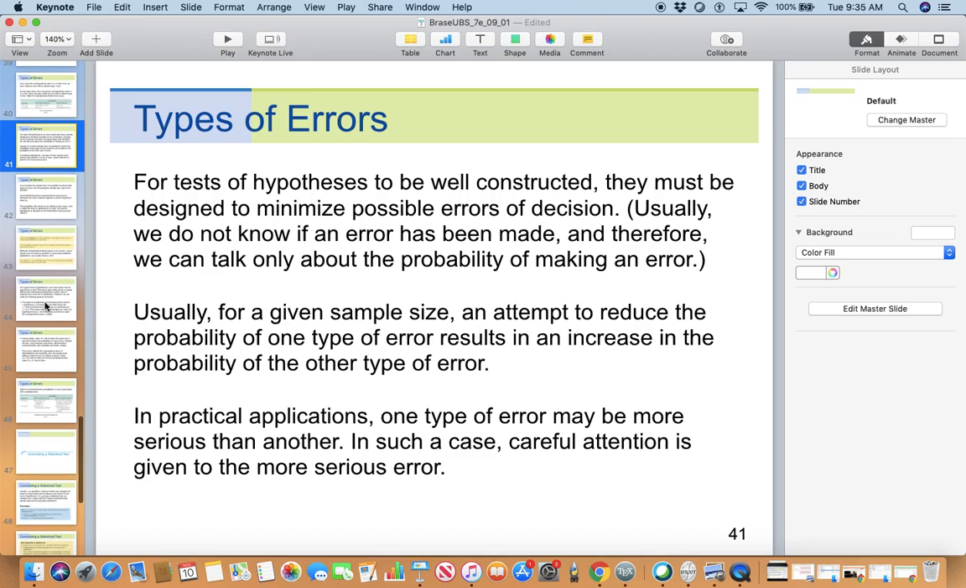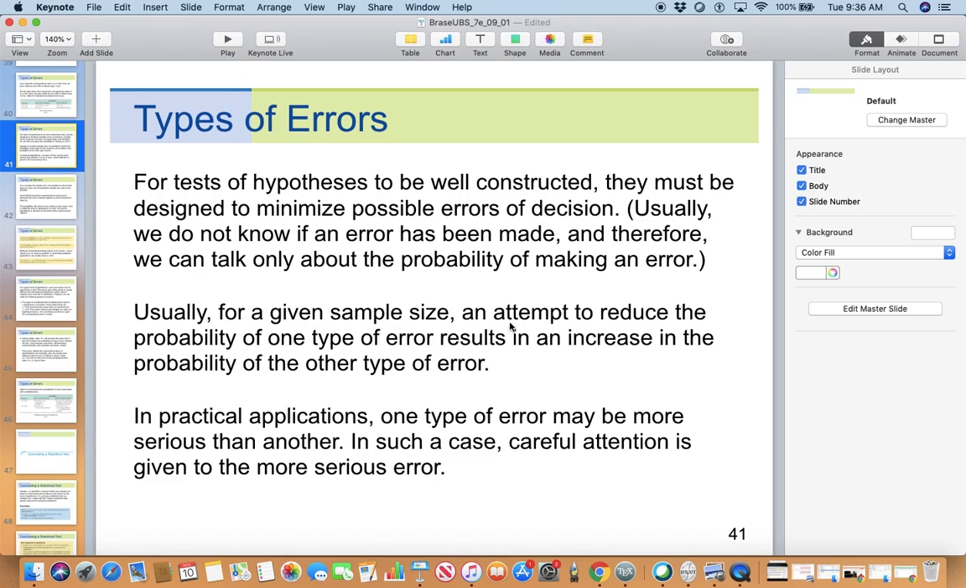For tests of hypothesis to be well constructed, they must be designed to minimize possible errors of decision. Usually, we do not know if an error has been made, and therefore we can only talk about the probability of making an error. So we don't know the actual mu typically. So we are just talking about the probability of making an error.